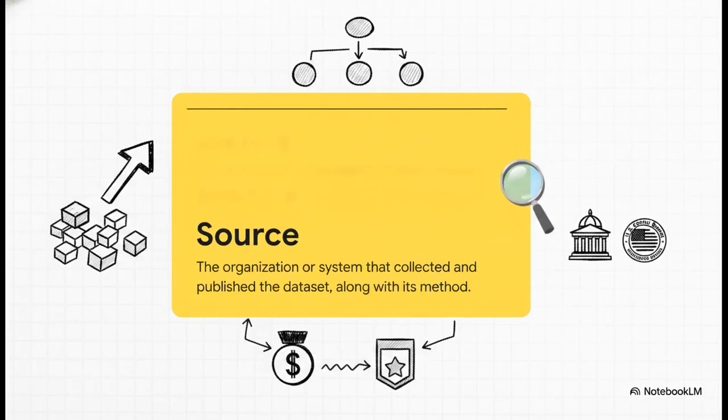Next, we have the source. Now, a data set doesn't just magically appear out of thin air, right? It comes from somewhere. The source is the organization or system that collected and published it. We're evaluating its authority, its funding, and its methodology. To continue our example, the U.S. Census Bureau, which publishes the American Community Survey, that is an authoritative source.